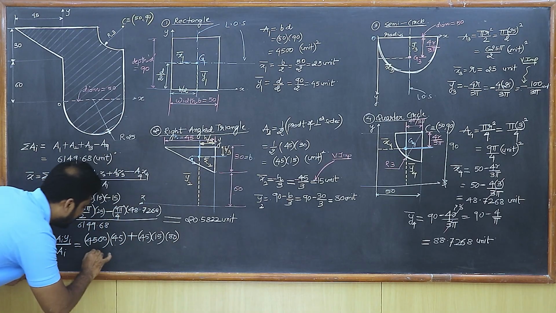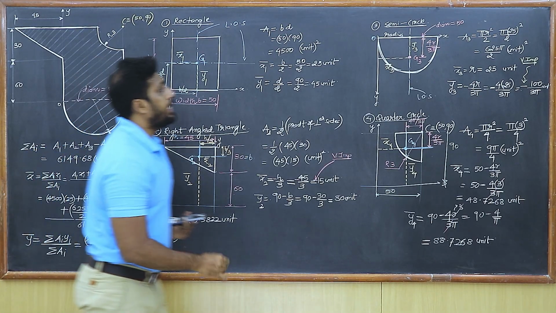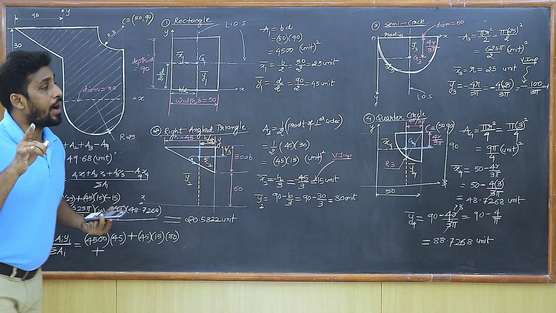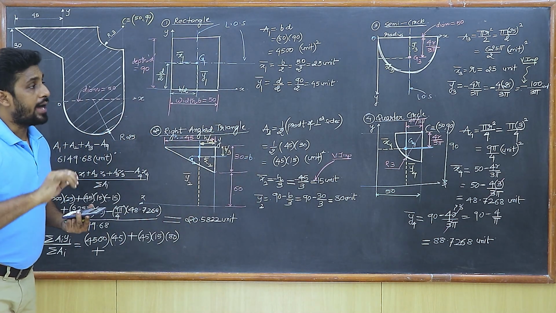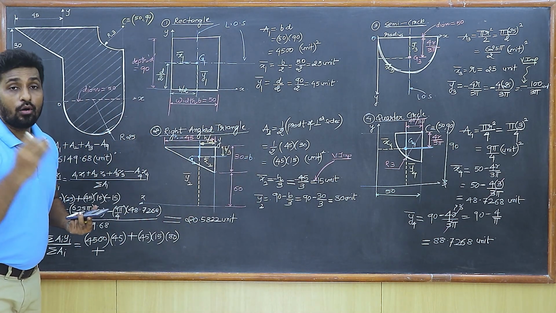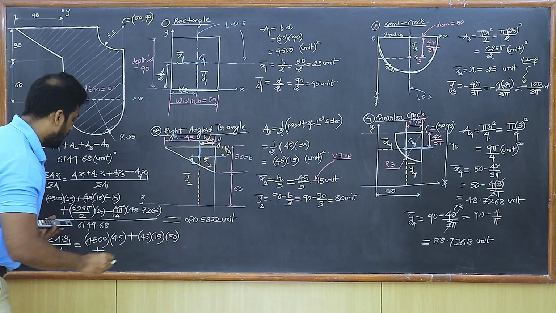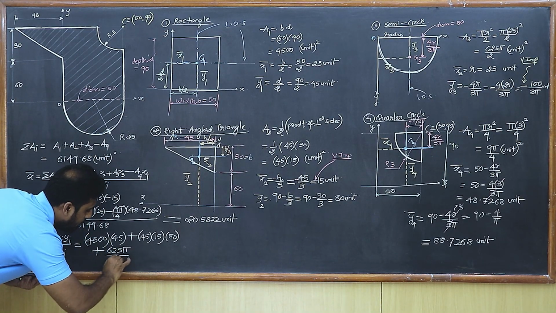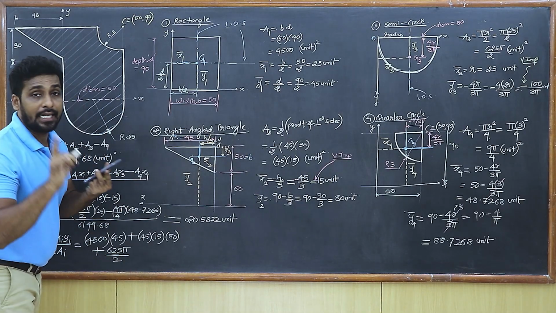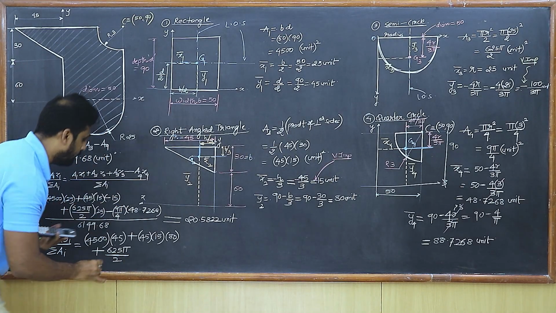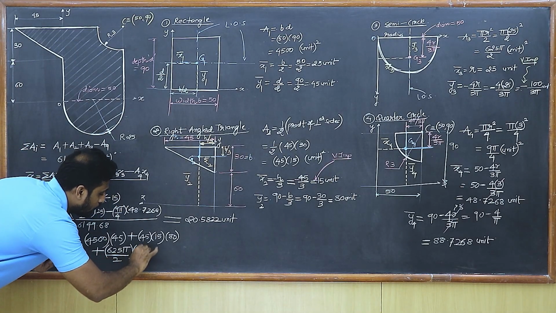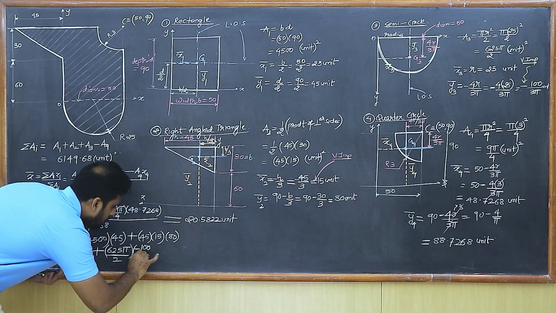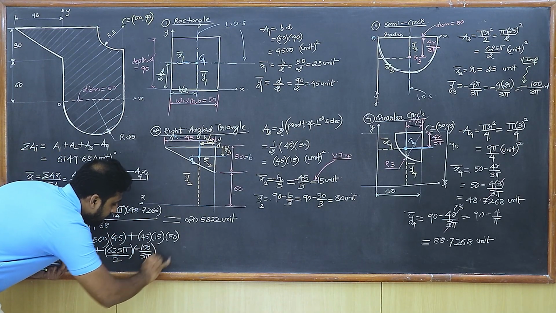Then plus what's the next area? Be very careful now. It is 625 pi upon 2. But what about y3 bar, students? y3 bar is minus of 100 upon 3 pi. You got to be very careful there. So I write here plus 625 pi upon 2. That's the area. This multiplies with minus of 100 upon 3 pi. Minus of 100 upon 3 pi, isn't it?